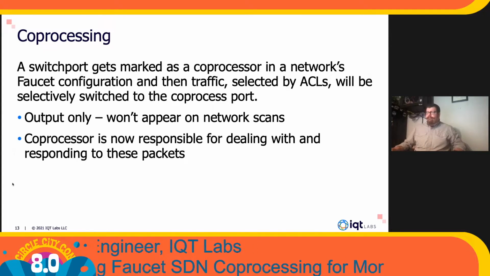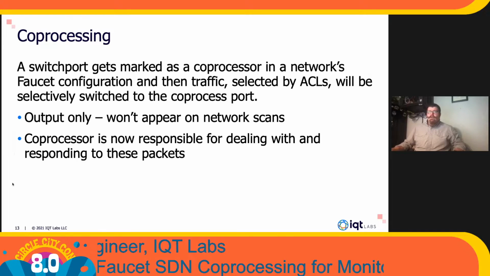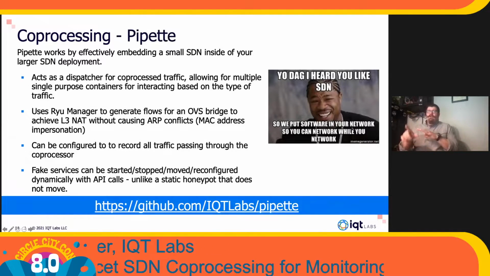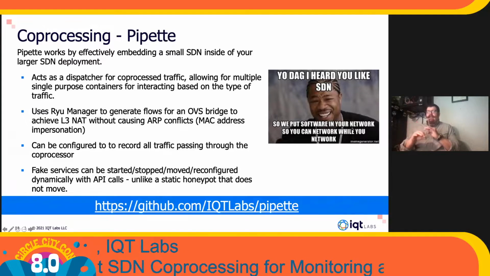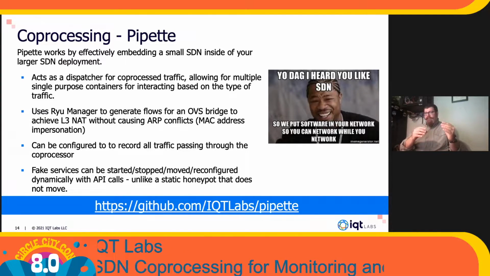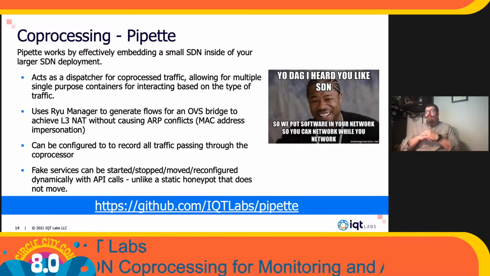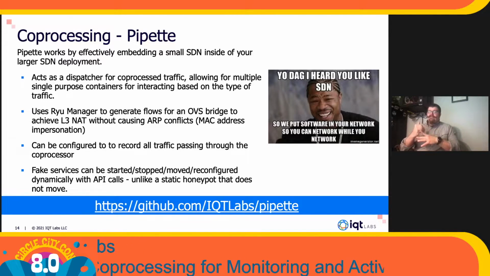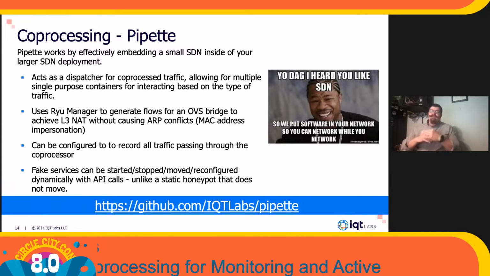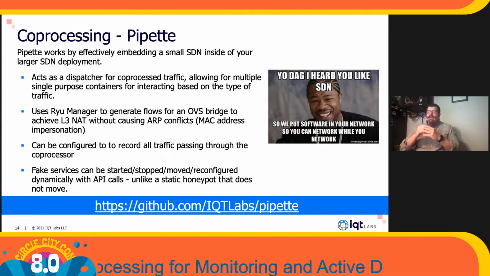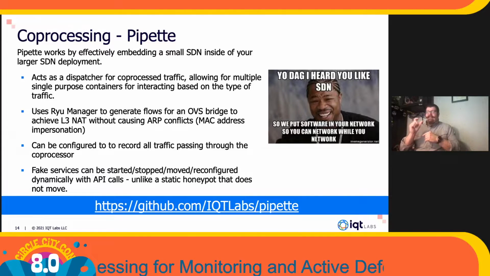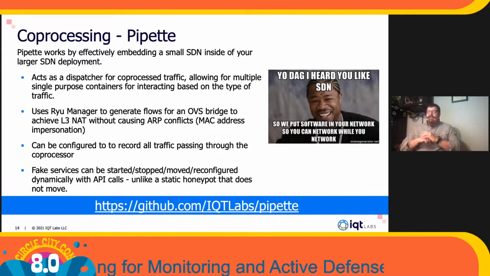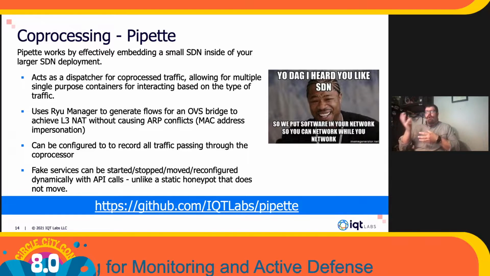Moving on. So now if you were paying attention on the last slide, you noticed that I said that happened at the switch port level. And one of the problems that we bumped into when we were doing this is, particularly if you're using a physical switch, if you want to coprocess multiple things, that becomes a very real estate intensive type of thing. Okay. And so we created this tool called Pipette.